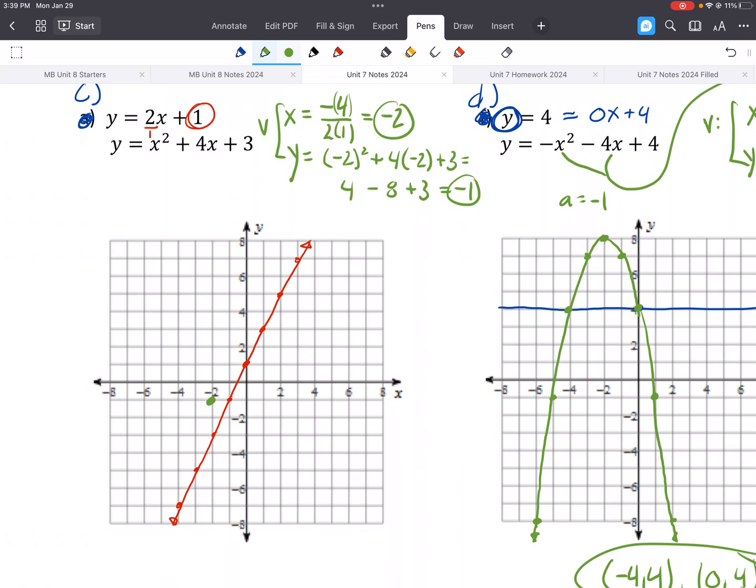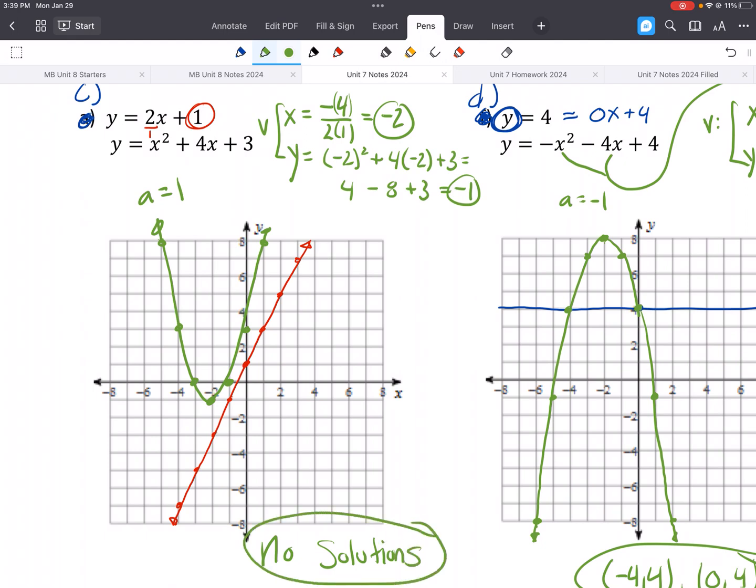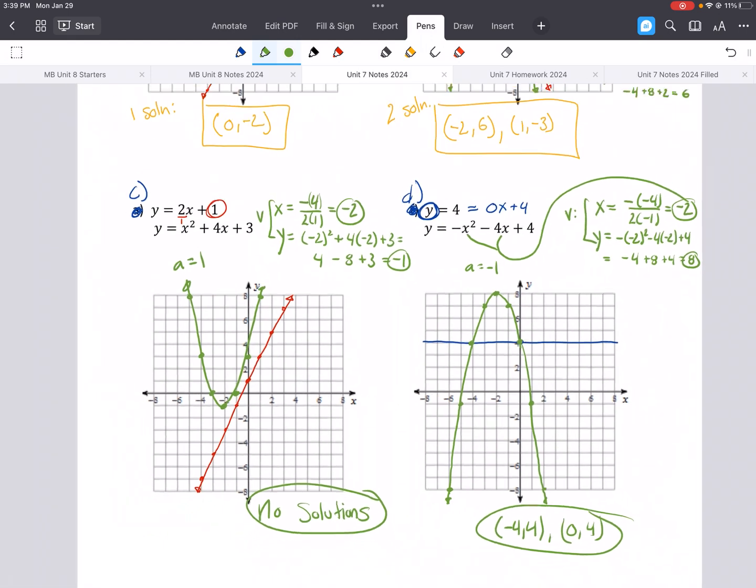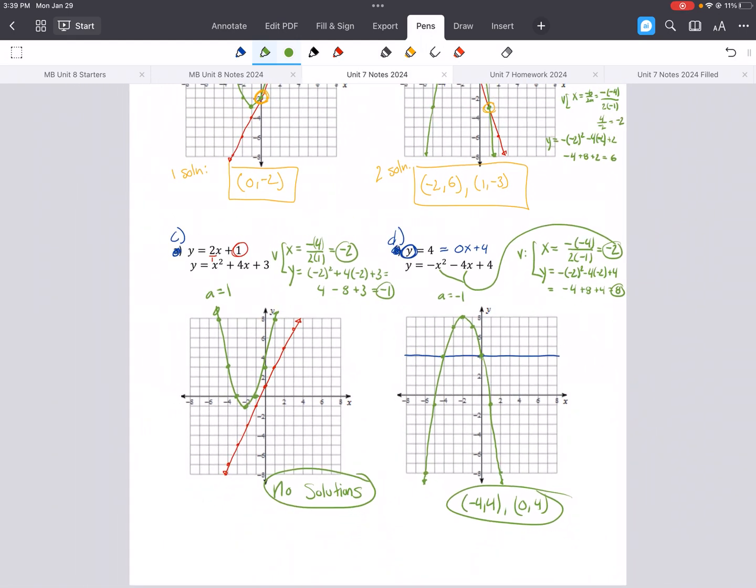And then our pattern is, again, a is 1, so it's 1, 3, 5 going up. Connect your dots. Ta-da! So for this example, we have no solutions. Or at least no real solutions. Okay? All right, well, if you have any questions, please just let me know.